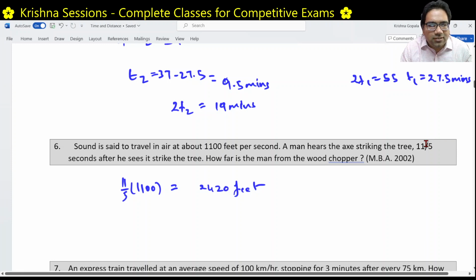That means what is the distance it is covering? It is 11 by 5 into 1100, which is equal to 2450. Right, 2450 feet is the distance between the tree and the man.